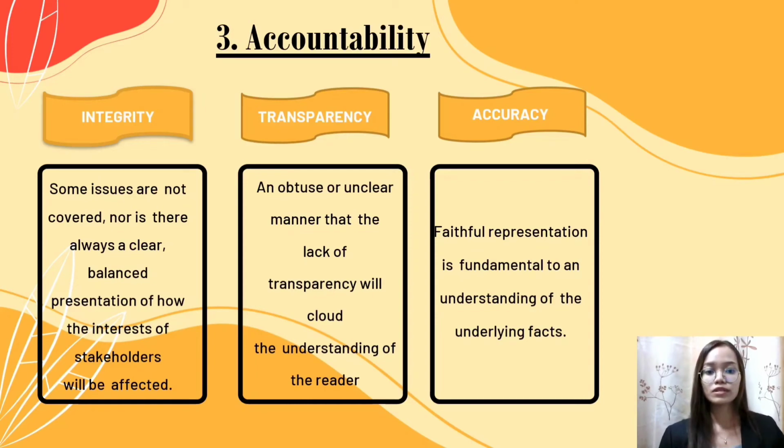As for transparency, it is an obtuse or unclear manner that the lack of transparency will cloud the understanding of the reader. So the financial report, rules and principles have to be transparent. Accuracy is a faithful representation that is fundamental to an understanding of the underlying effects. So every report, every rules, and every principle that is prepared by a professional accountant should be accurate.